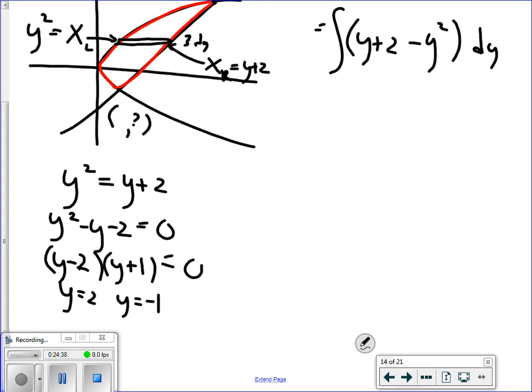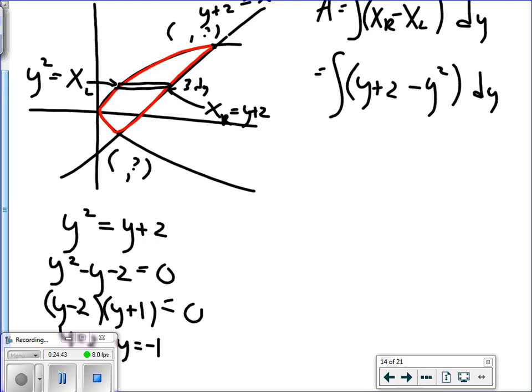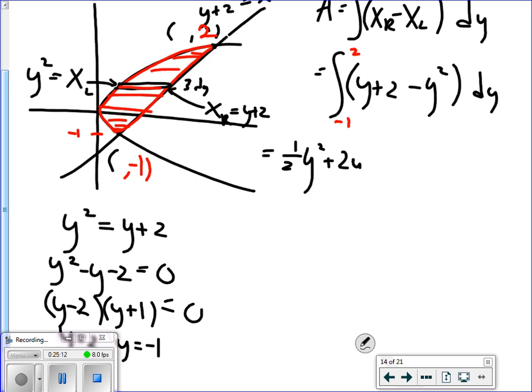Okay? So our limits of integration are going to be from down here, the y coordinate down here is negative 1, so we're starting to add up these rectangles down here, and we want to add them all the way up to up here where the y coordinate equals 2. So from -1 to 2. Okay, now it's a nice easy problem. So now we're just going to get the antiderivative, and that's y squared over 2 plus 2y minus y cubed over 3, from -1 to 2.